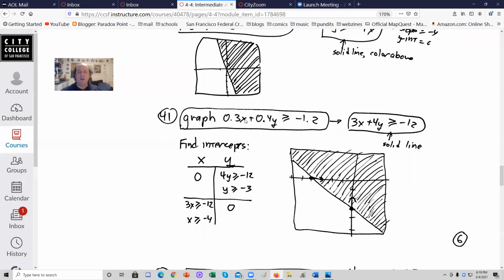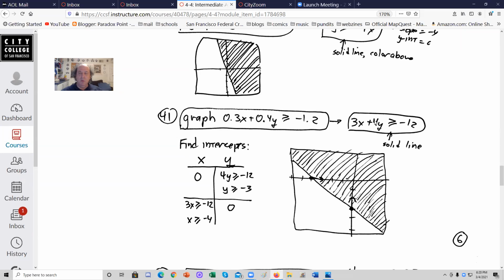Graph 0.3x plus 0.4y is greater than or equal to 1.2. Well, just to neaten it up a bit, let's multiply throughout by 10 to get rid of all these decimal points. Then we get 3x plus 4y is greater than or equal to 12. Greater than or equal, so it's a solid line. Now we'll try to find the intercepts of the boundary line. When x is 0, plug in 0 here, we get 4y greater than or equal to 12, or y is greater than or equal to 3. So it's 0 by 3, and y greater than or equal, so we'll color above it.